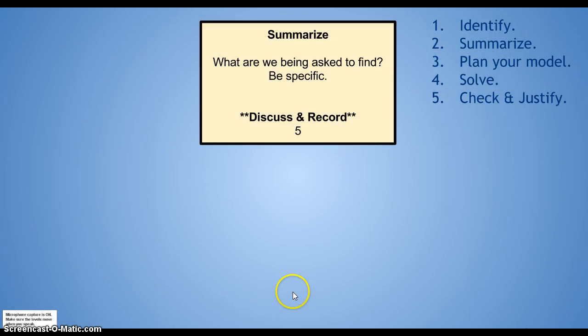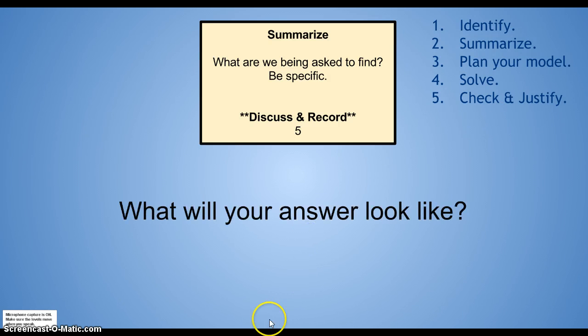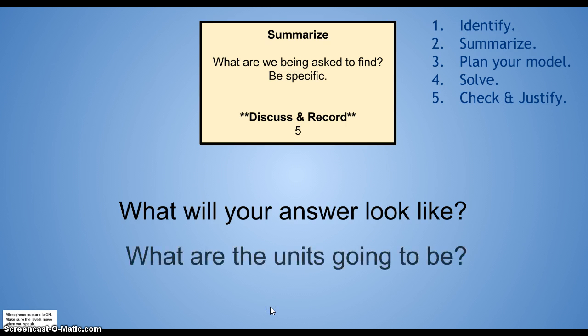The next card says summarize. This is step 2 of our 5-step problem-solving plan. The summarize card says, what are we being asked to find, and be specific, discuss, and record. During this step, the students need to figure out what the problem is asking them to find out. The more specific they are, the easier it will be for them to recognize whether their answer makes sense. During the steps, students might consider, what is my answer going to look like? Or what are the units going to be?